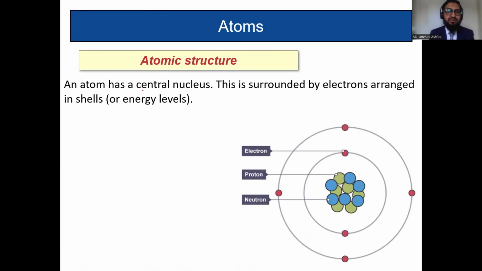An atom has a central nucleus. This part you can see here, we call this the nucleus. This is surrounded by the electrons arranged in shells. We call them energy levels. And here you can also see three subatomic particles. These are basically the fundamental particles. There are many other particles, but these are the three fundamental: electron, proton, and neutron.